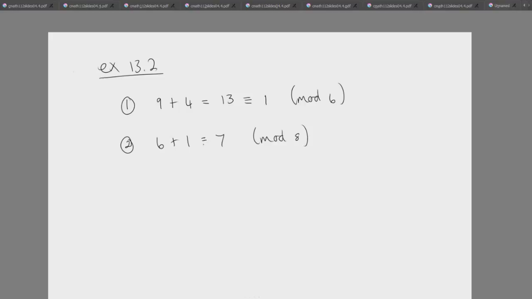You can have your equal there, or use an equivalency symbol, which is technically more correct for reasons we don't need to worry about too much. Next, 6 minus 8, mod 5. We haven't done minus a lot, so it's good practice. 6 minus 8, and I'm working mod 5. So I know 6 minus 8 is negative 2.